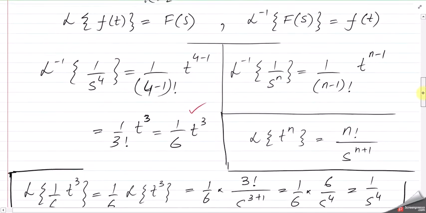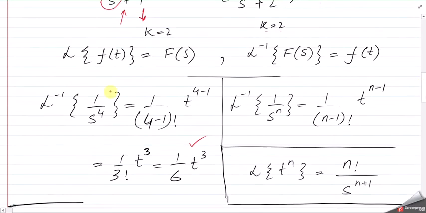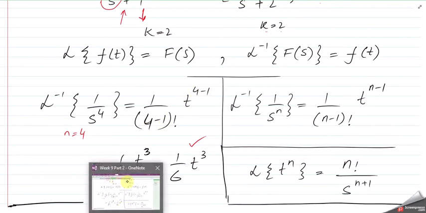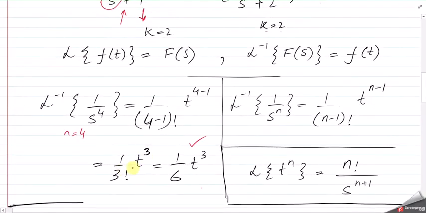How about this one? 1 over s power 4. Now we are going to use this formula. Laplace inverse of 1 over s power n, 1 over n minus 1 factorial, t power n minus 1. So we have to do one less. Our n is 4, so 4 minus 1, t power 4 minus 1, 1 over 3 factorial, t power 3. And 3 factorial is 6, so that's the answer.